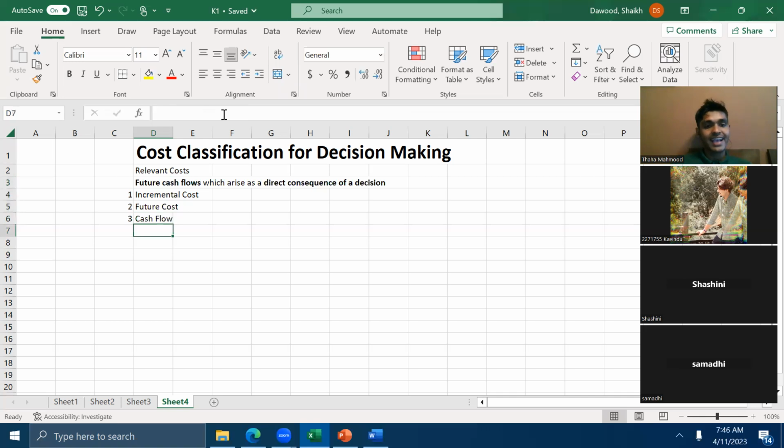The cost should be a cash flow. Things such as depreciation are irrelevant when it comes to decision making. Depreciation is irrelevant to decision making because it's not a cash flow. Things like notional rent, notional cost.